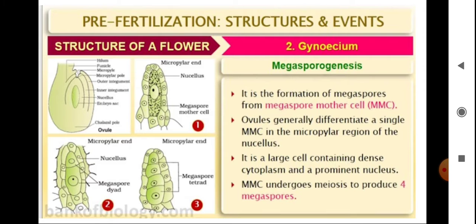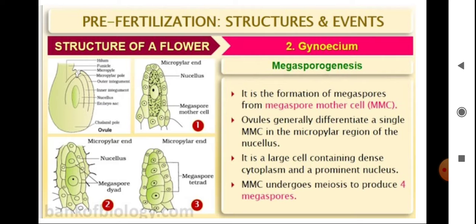Megasporogenesis takes place inside the ovule. What is megasporogenesis? It is the formation of megaspores from the megaspore mother cell. Ovules generally differentiate a single megaspore mother cell in the micropylar region of the nucellus. You can see the micropyle and the nucellus, and there is a megaspore mother cell. Only one megaspore mother cell is present. It is a large cell containing dense cytoplasm, very thick cytoplasm and a prominent nucleus.